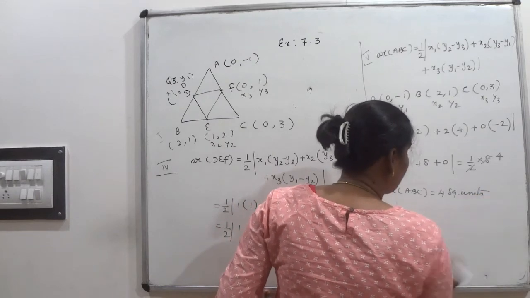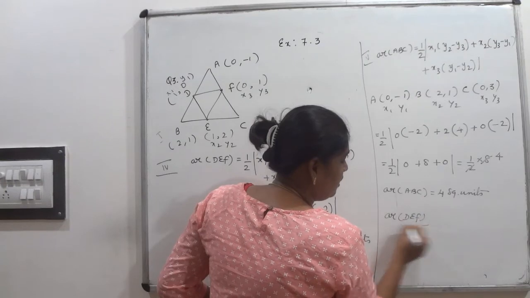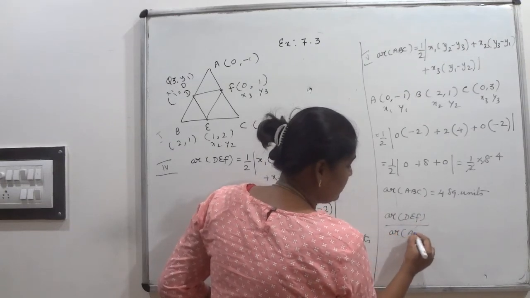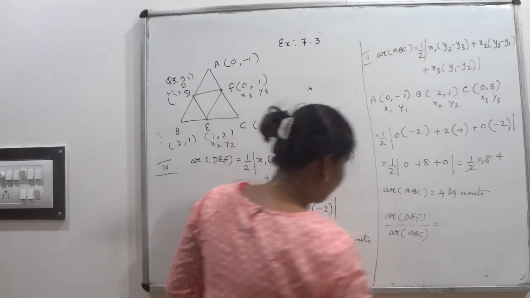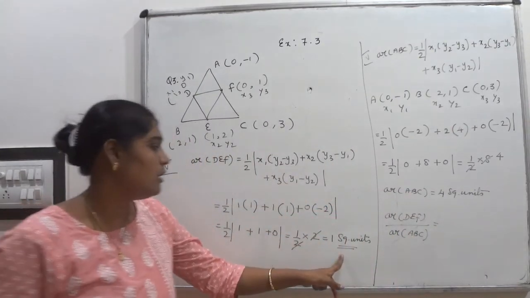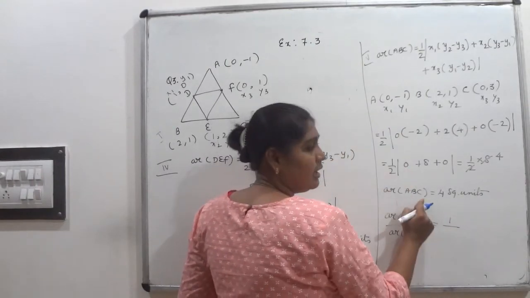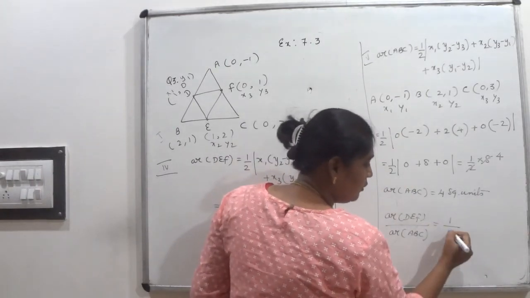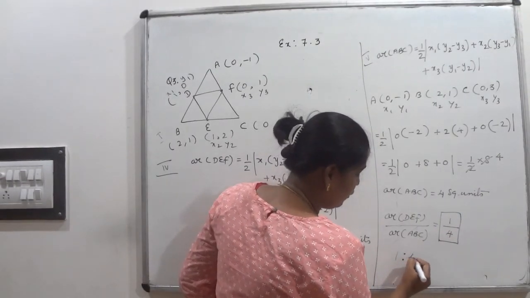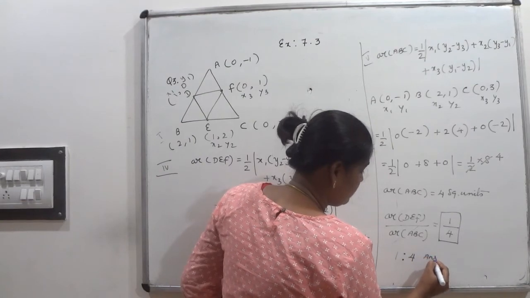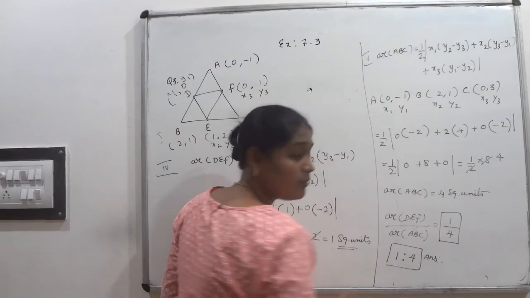So I want to find the ratio of the area of triangle DEF upon area of ABC. They asked the ratio, that's why I put it as a division. Area of DEF you got 1 square unit. So 1 upon, here the ABC area, how much you got? 4. The ratio is 1:4. That's your answer. Thank you.